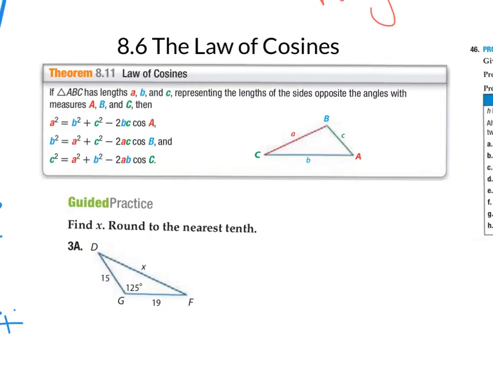All right, it's your turn. This is the problem for you to try. In this problem, you're trying to solve for x. Please pause the video and give yourself as much time as you need in order to solve this problem.